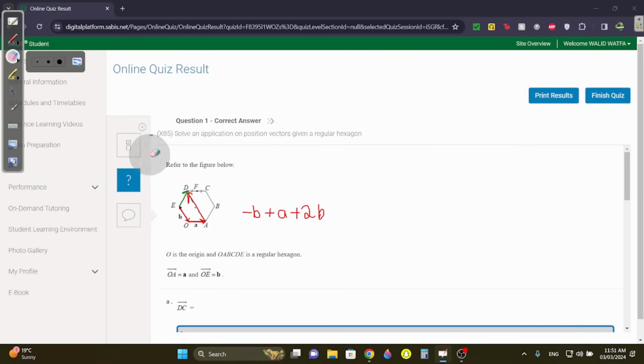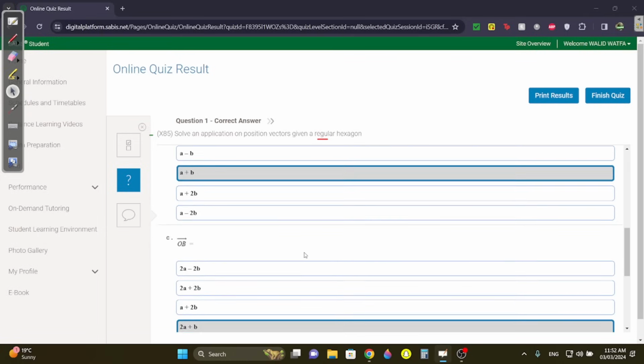You're going to ask me why. First of all, they said it's a regular hexagon, so this is equal to this. And then connect it more. Now it's double of this, if you get what I mean. It's 2B now. For this one I said minus B. Minus B and 2B becomes B, because minus 1 plus 2 is 1. And you get B plus A. I think that's correct.